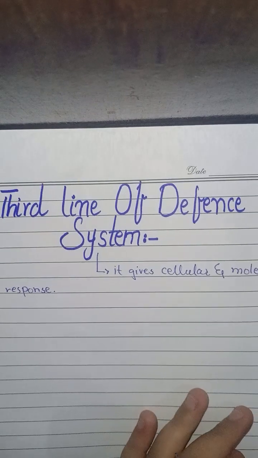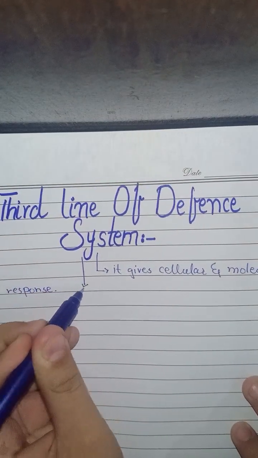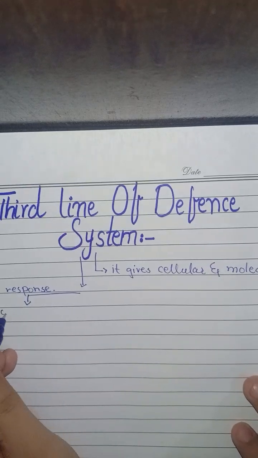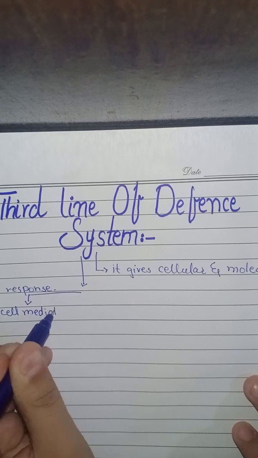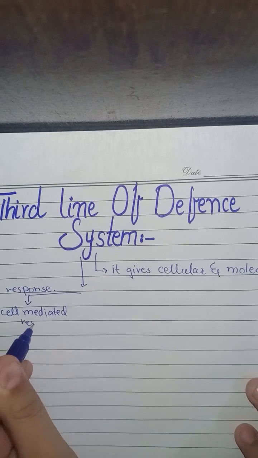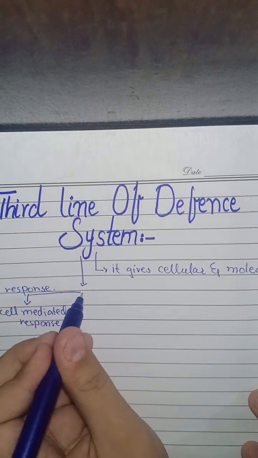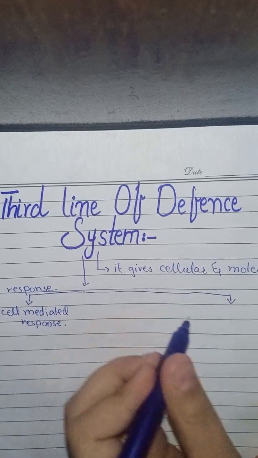Okay, so here it is divided into two parts. The third line of defense is divided into two parts. Number one is cell mediated response, while number two is humoral response.